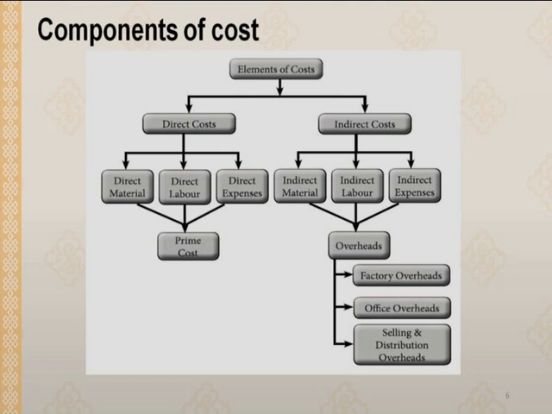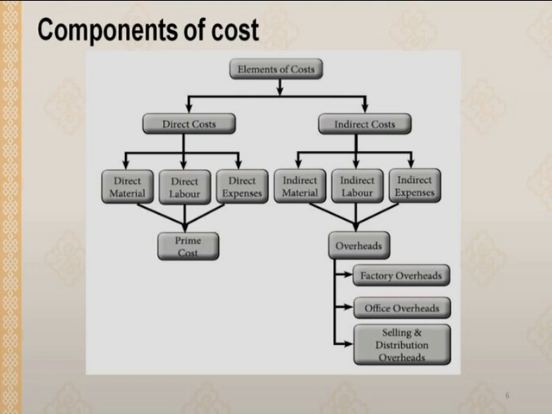The first one we have is direct material: the materials which can be easily identified, or which can be directly allocated to production. That is what we call direct material. For example, for the production of automobiles, the steel or metal that we use is considered direct material. Likewise, in garment shops, the cloth is considered direct material. Then next we have direct labor.